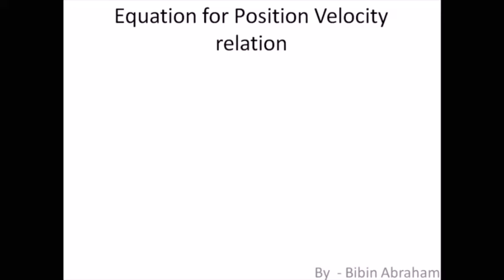Equation for position velocity relation. Now this time the relation will be between position and velocity, right? We will be talking about position and velocity. In the first one it was velocity and time, second one it was distance and time, now the last one is position and velocity, right? Again, let's say the distance traveled by Ramu in t time will be some s, right?